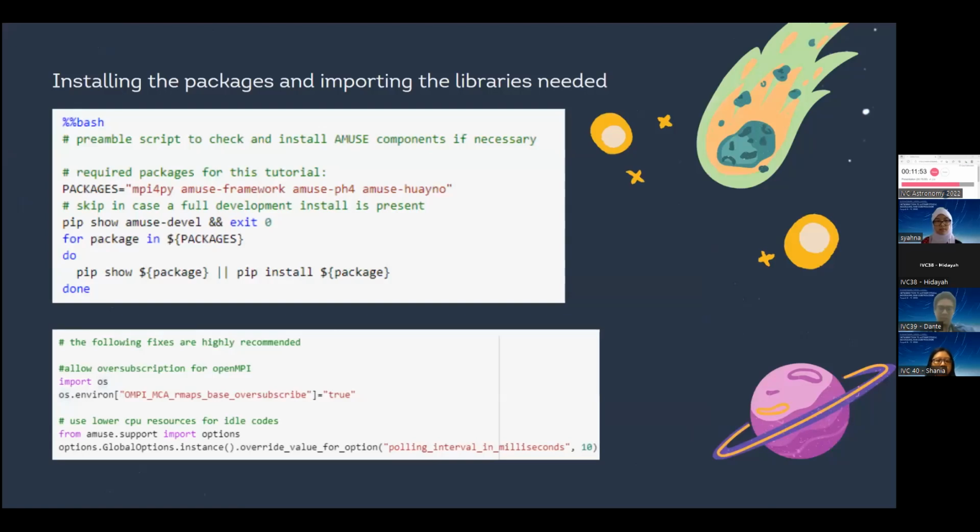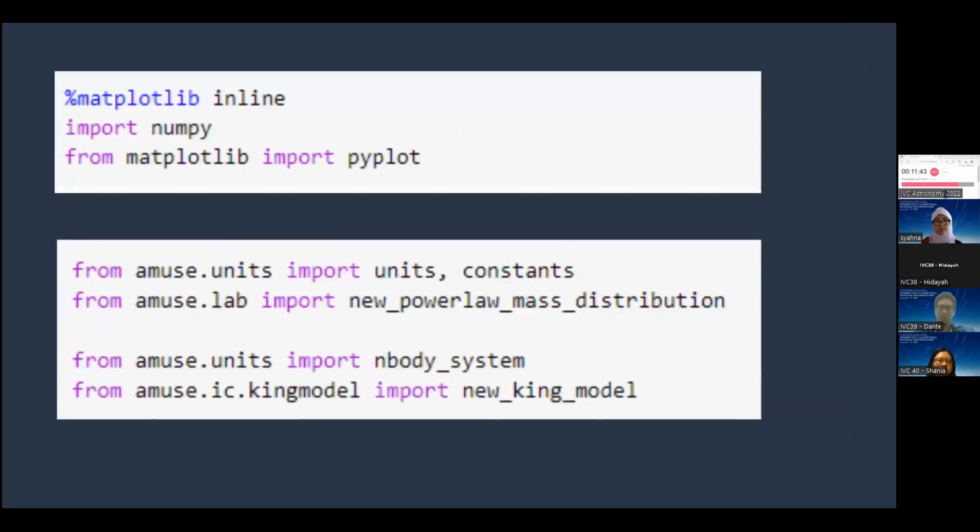Now, here are the codes that we use to install the packages and import the libraries that we are going to use. Next. Yeah, we import the NumPy, the pyplot, the units constant, the n-body system, and etc. Next.